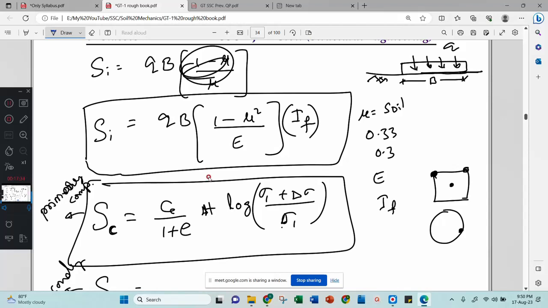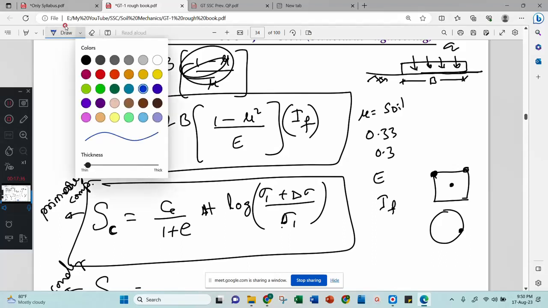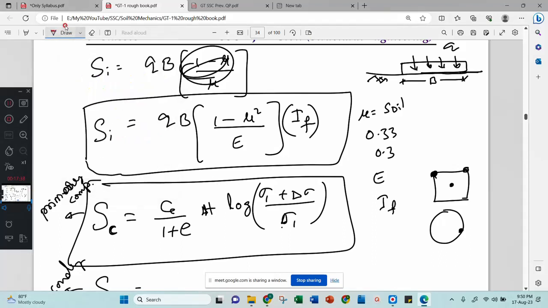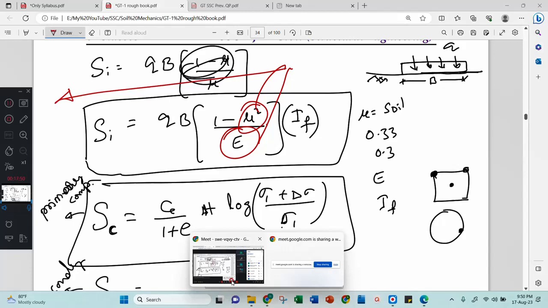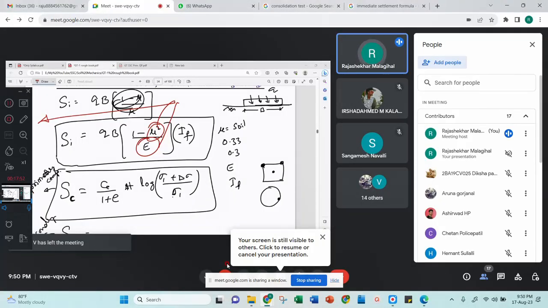I think you might know this one. That is, this mu and E. These two are considered elastic constants. Do you know the other two elastic constants? Check. Who can answer the other two elastic constants? Who is very serious in studies? They can answer it. On the first day we discussed that four elastic constants are there.